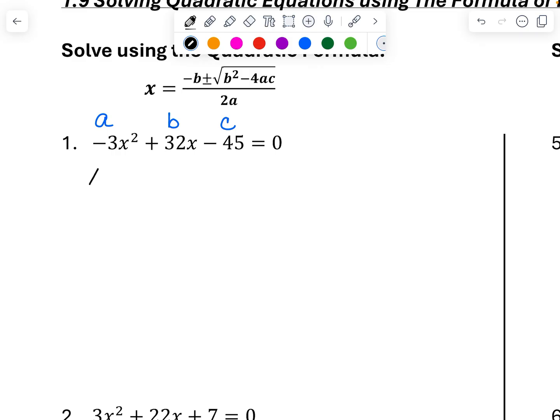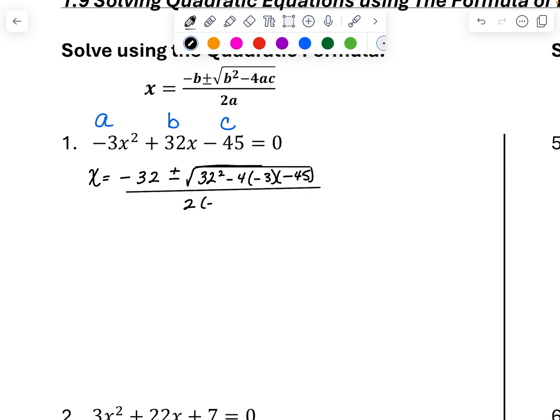So we say x is equal to the opposite of 32 plus and minus the square root of 32 squared minus 4 times a times c. All of that is being divided by 2 times a.